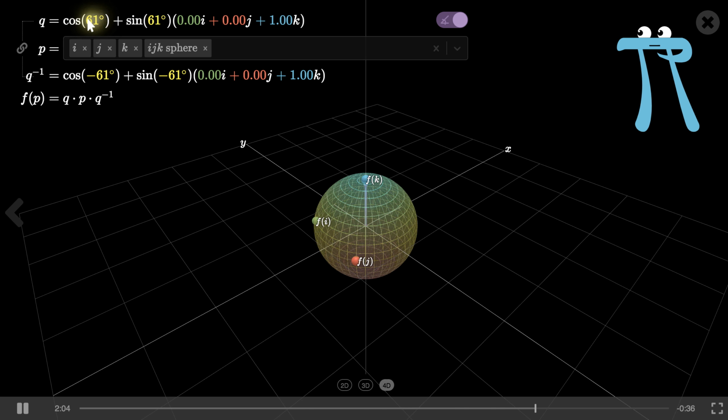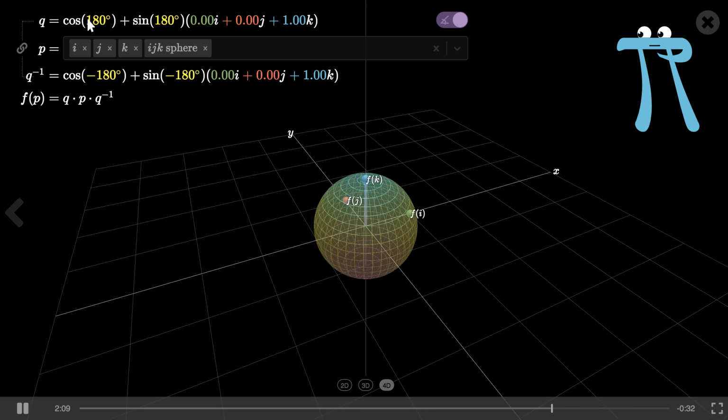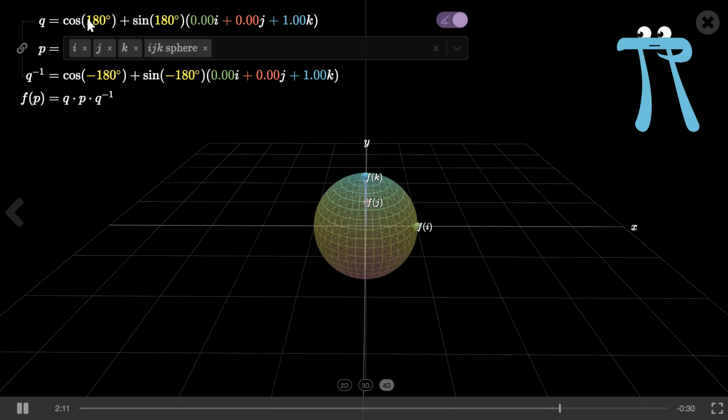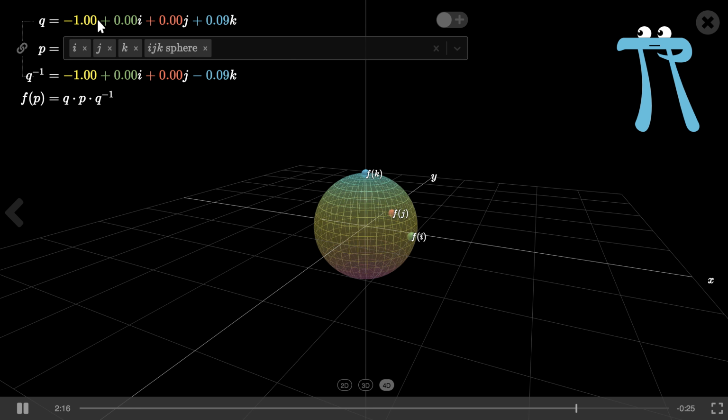As we change this angle up to 180 degrees, the orientation it corresponds to rotates 360 degrees, getting back to where it started. However, the quaternion it's representing has rotated 180 degrees around the hypersphere. In this case, it went from being 1 to being negative 1.